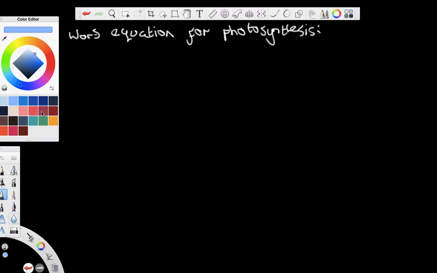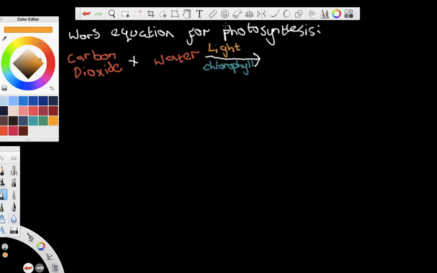We've got, in fact I'm going to use an orangey colour I think. We've got carbon dioxide being added to water. And I am using specific colours here, you'll see why in a moment. So we have carbon dioxide being added to water in the correct conditions, which include chlorophyll and light, will produce the products glucose and oxygen.